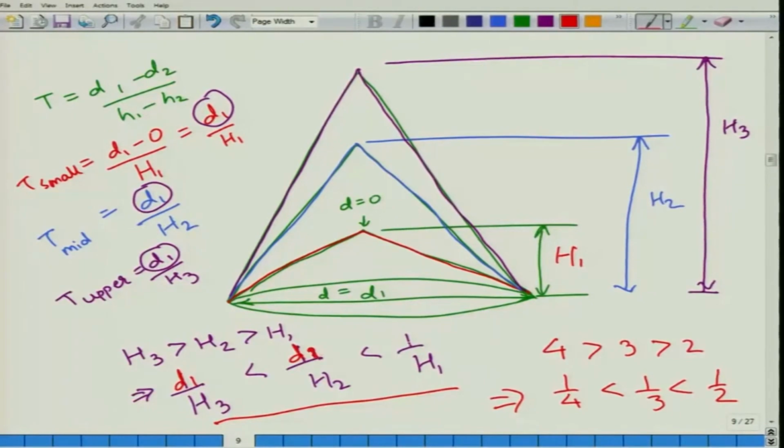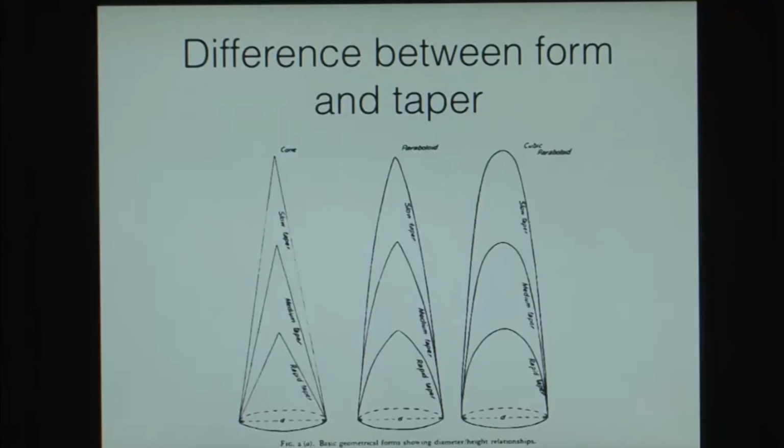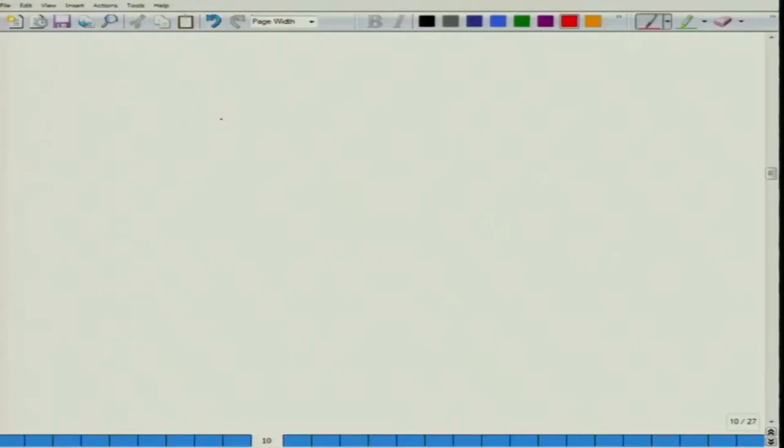Now, if we multiplied all these 3 by d1, we would have d1 by h3 is less than d1 by h2 is less than d1 by h1, which would mean now d1 by h3 is your taper of the upper cone is less than taper of the middle cone is less than taper of the smallest cone or the lowermost cone. So, the taper of this outer cone is the smallest. So, now in this figure we are seeing three different tapers for the same form. Alternatively, we could also have three different forms with the same taper.